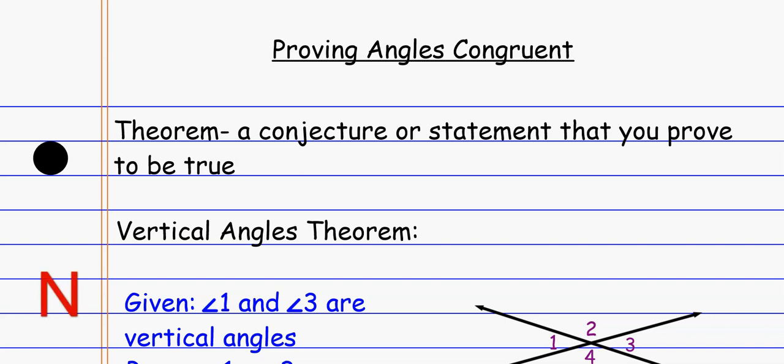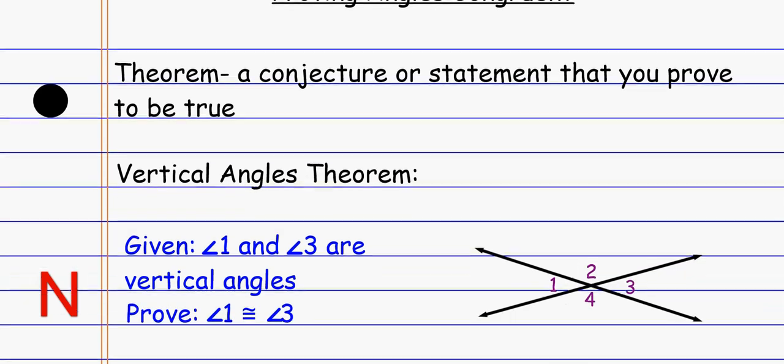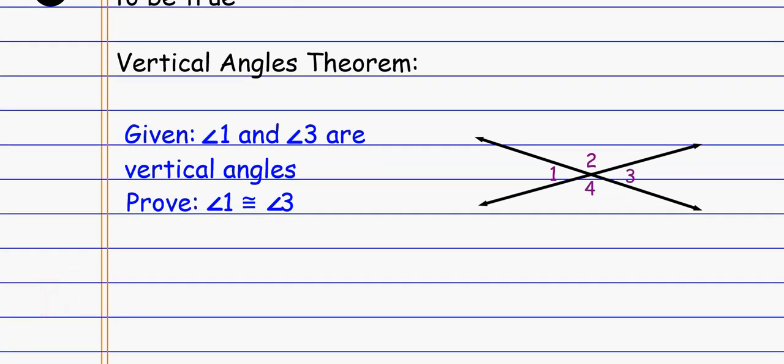So the thing we're going to prove here is the vertical angles theorem. And so when you look at this, it says given that angle 1 and angle 3 are vertical angles, we want to prove that angle 1 is congruent to angle 3, okay? And when I take the approach here, we could get really into some very nitpicky, nitty-gritty details, all right? The approach that I'm going to take here is I want you to just be able to have reasonable justifications.